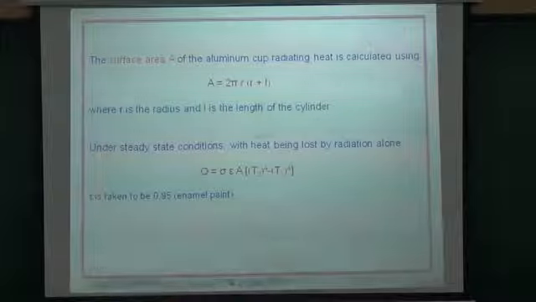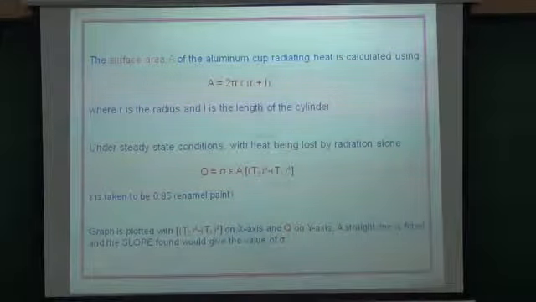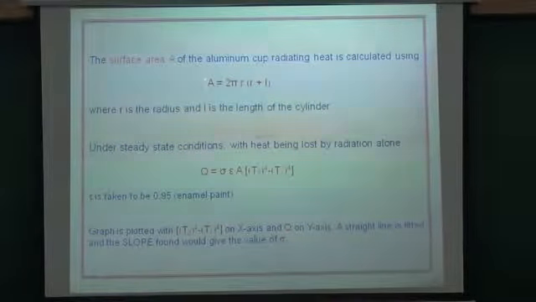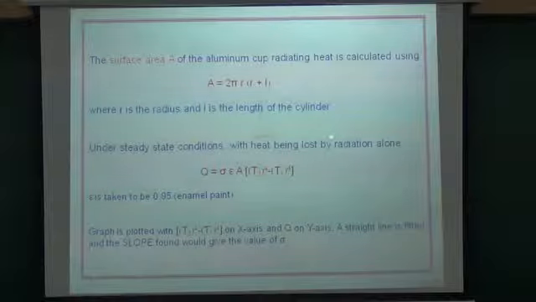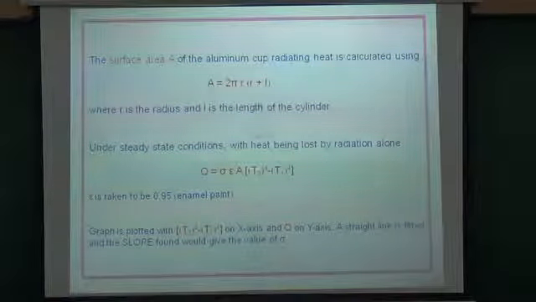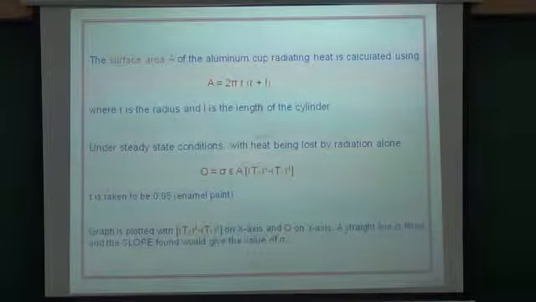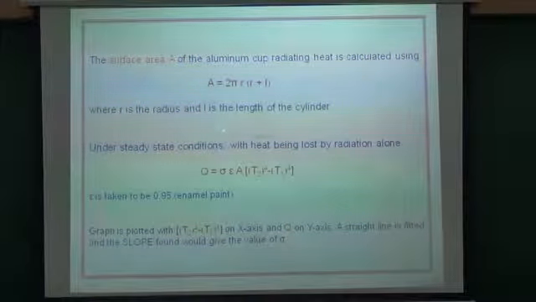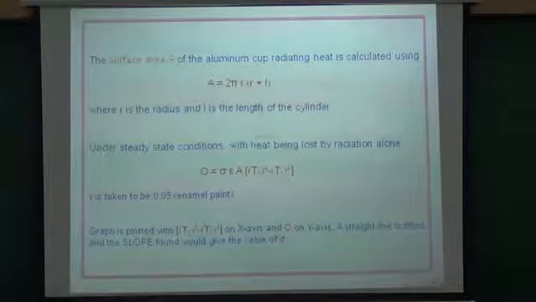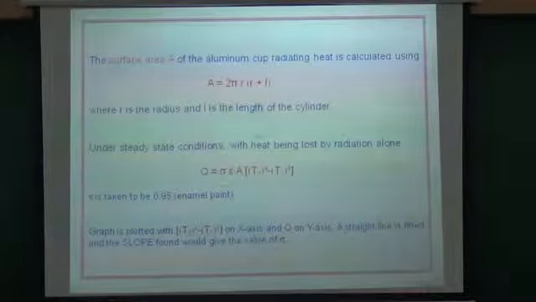The surface area of the cylinder can be obtained by the well-known formula A is equal to 2 pi r into r plus l, or 2πr(r + l), where r is the radius and l is the length of the cylinder. Under steady state conditions, for every current we have to wait for 45 minutes till steady state is reached. So in steady state, the value of Q is equal to epsilon sigma A (T2^4 minus T1^4).